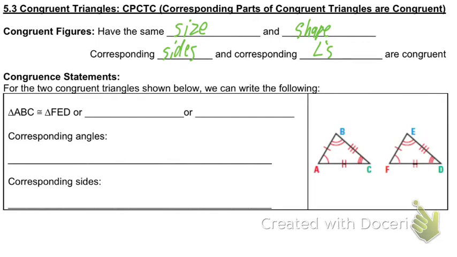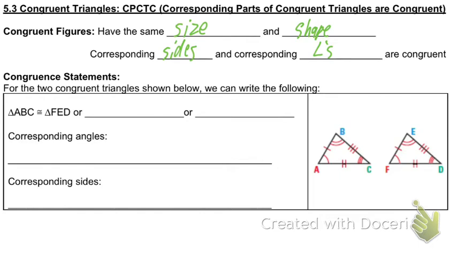If you look at angles A and F, are those angles congruent to each other? Yes. The second letters, angles B and E, are those congruent to each other? Yes. Last letters, C and D, are those congruent to each other? Yes. The order with these matters. Now, we could also rearrange it.